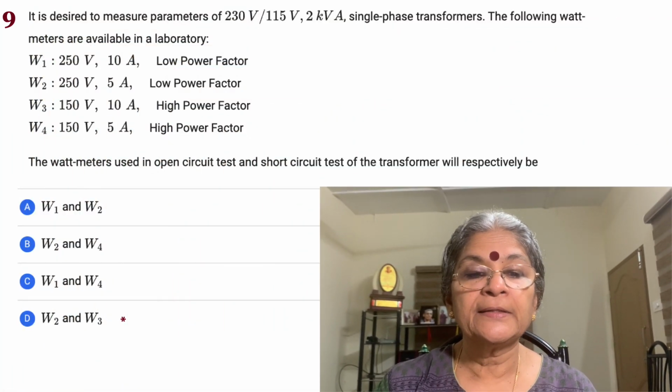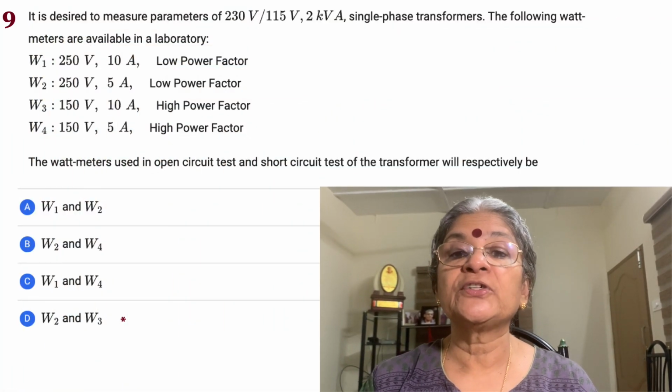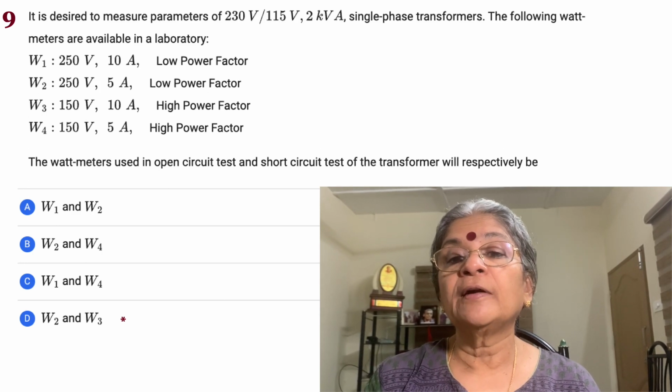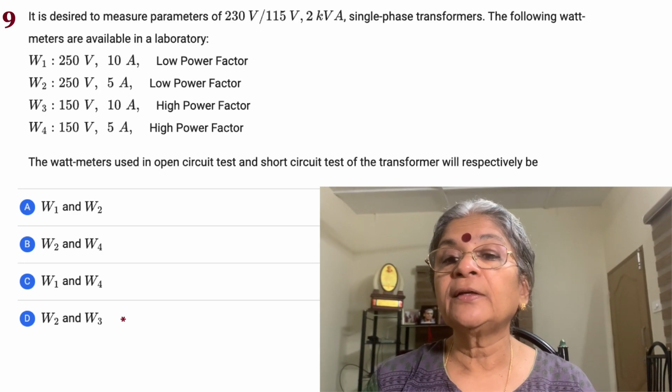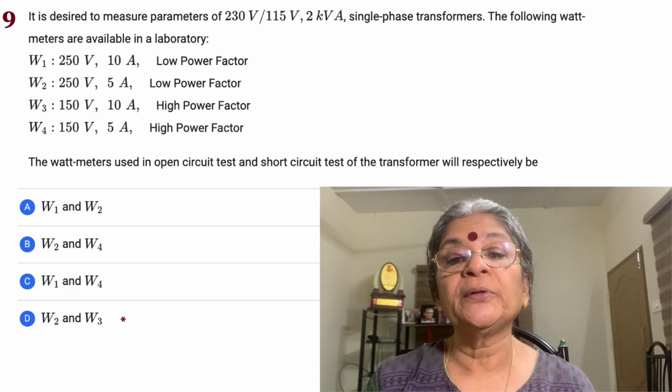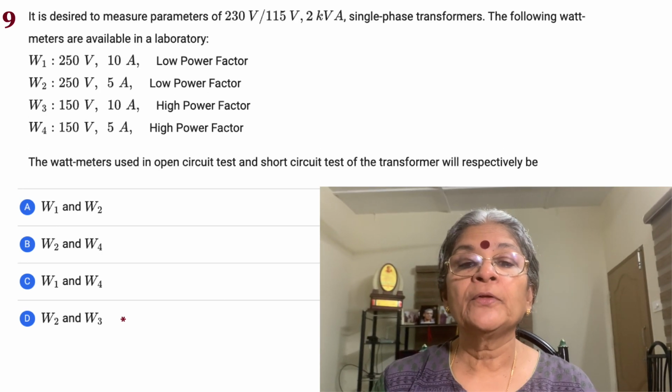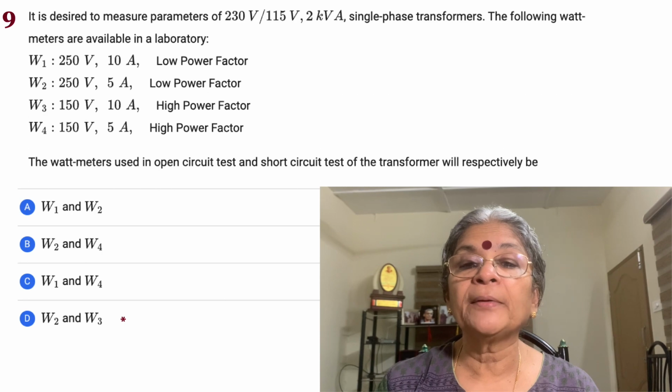Okay, so moving on to the next problem, the 9th. It is desired to measure parameters of 230 volt, 115 volt, 2 kVA single phase transformers. The following wattmeters are available in a laboratory. W1: 250 volt, 10 ampere, low power factor.